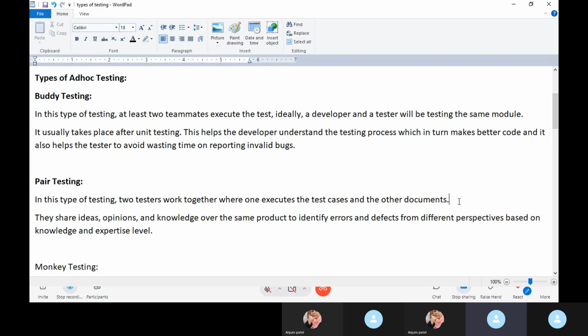One person cannot test and at the same time document. It will take more time. So both things can be done parallelly. That comes under pair testing.